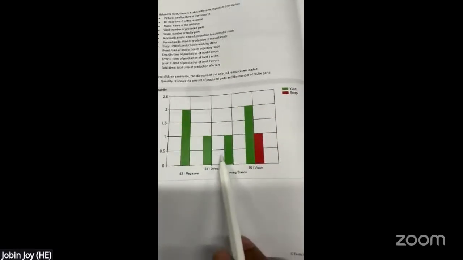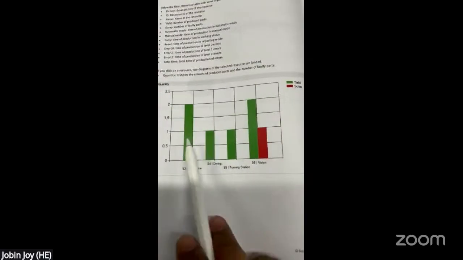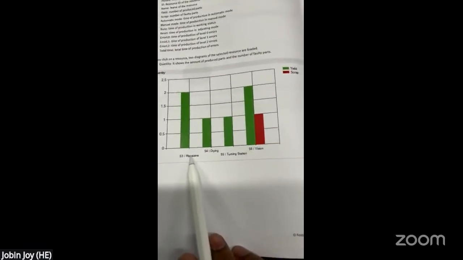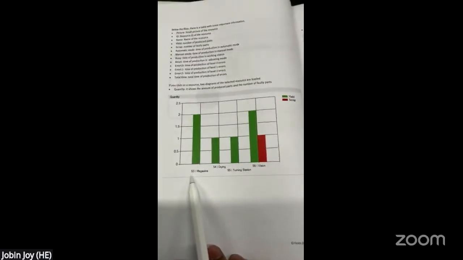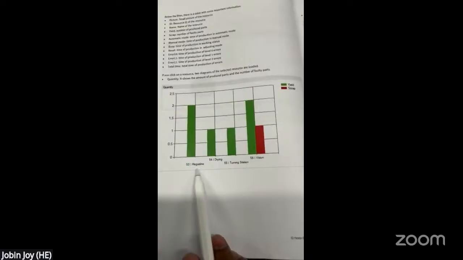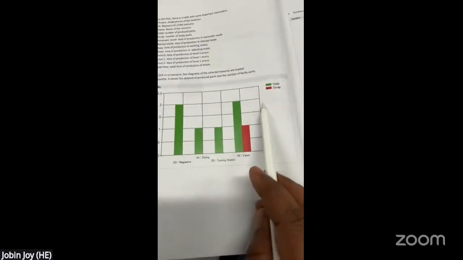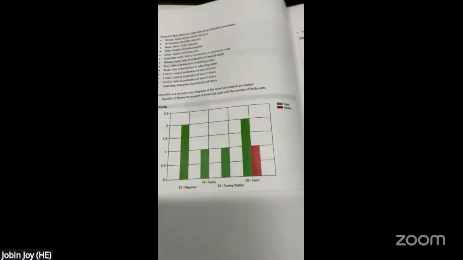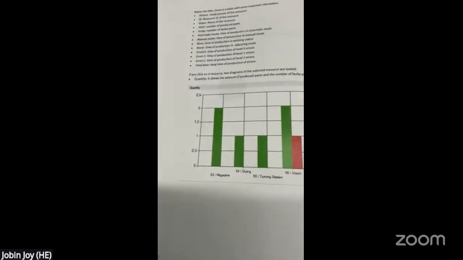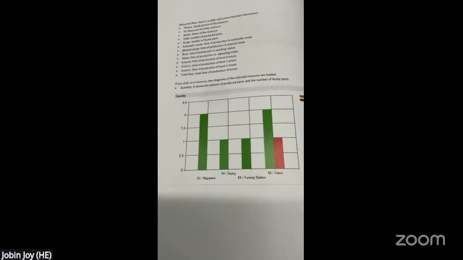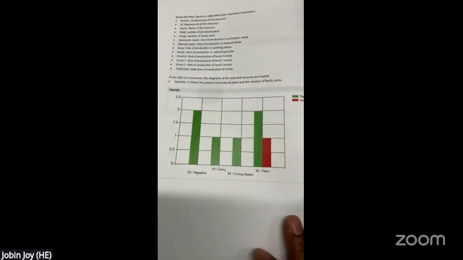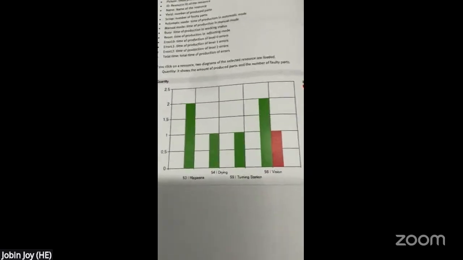This is showing the efficiency of multiple different stations. So here in this graph, we can see the picture, then ID, name of the station, yield, then scrap, automatic mode, manual mode, busy, reset, error 0, error 1, error 2, etc. Total error time, etc.